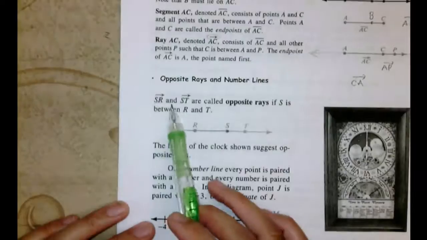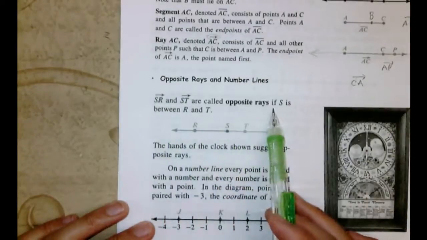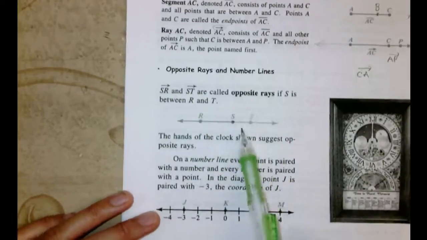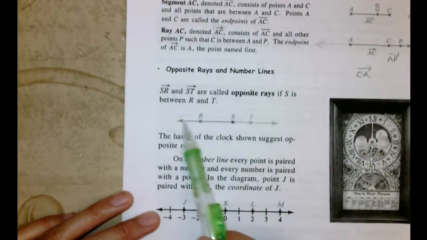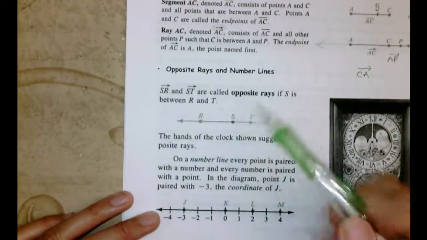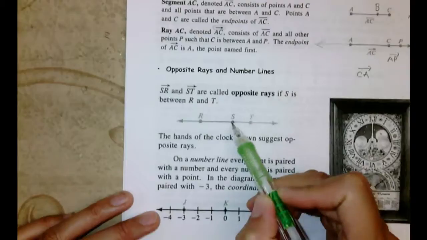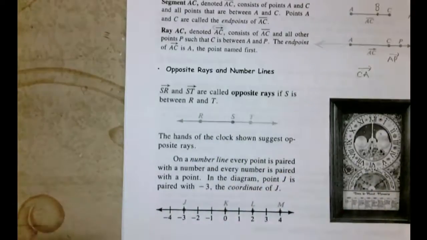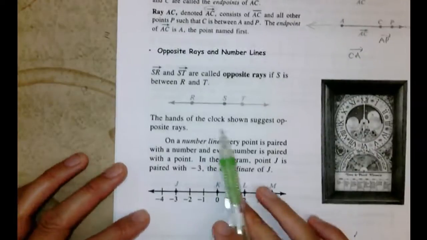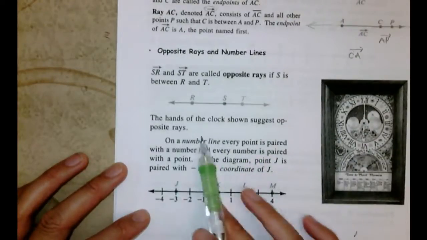The rays SR and ST are called opposite rays if S is between R and T. So ray SR is this one and ray ST is this one, and both endpoints are S and they go in different directions. These are called opposite rays, and they are not the same, they are different rays. The hands of the clock shown suggest opposite rays.